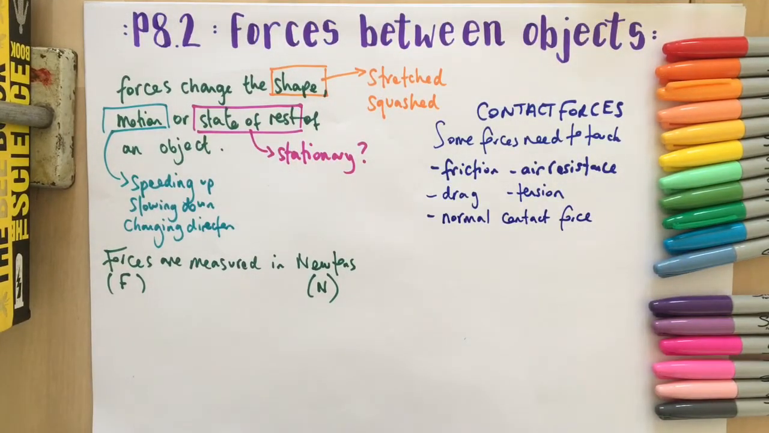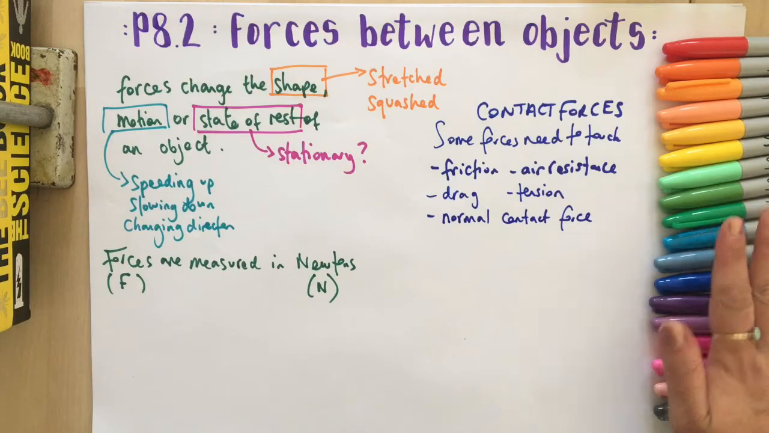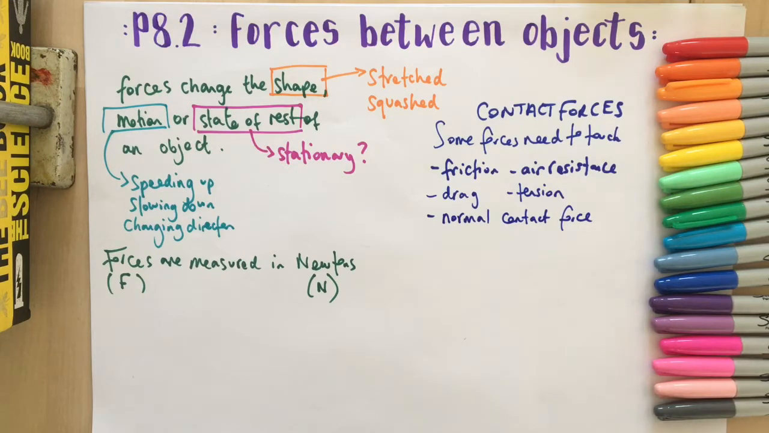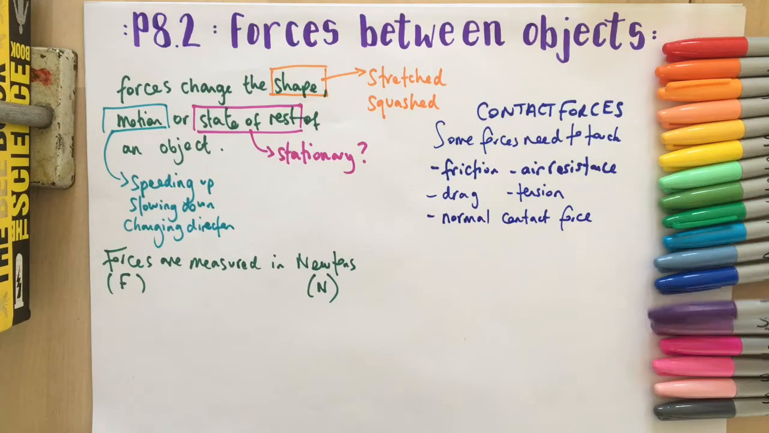Okay, and this comes up, sometimes you're asked to label forces. Like these pens are resting on the table, so there's a force of the pen on the table and then a force of the table on the pen, and that's a normal contact force between those two objects.